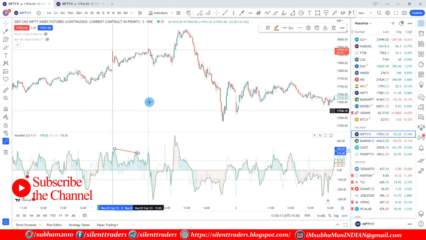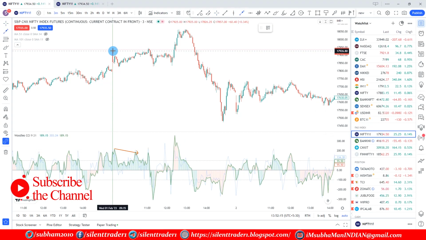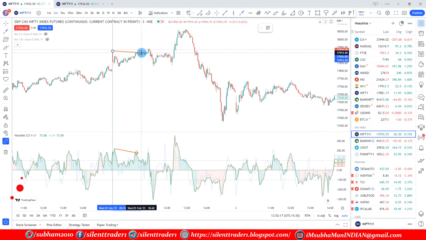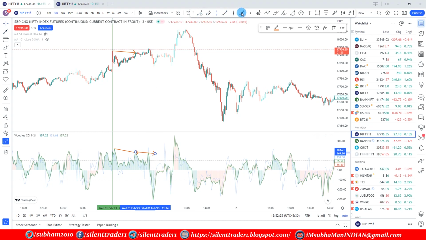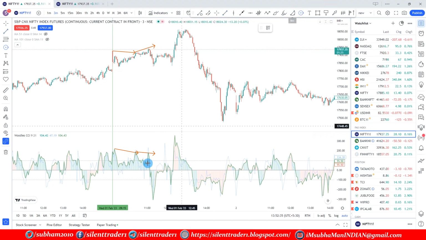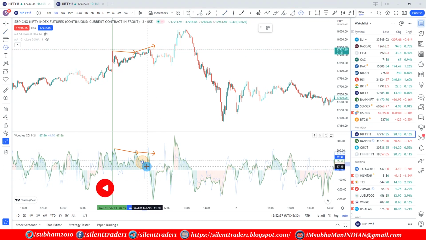CCI downtrend, price also downtrend. CCI downtrend, price positive trend. Now find the middle hook for finding the trade point. This is called CCI negative divergence.